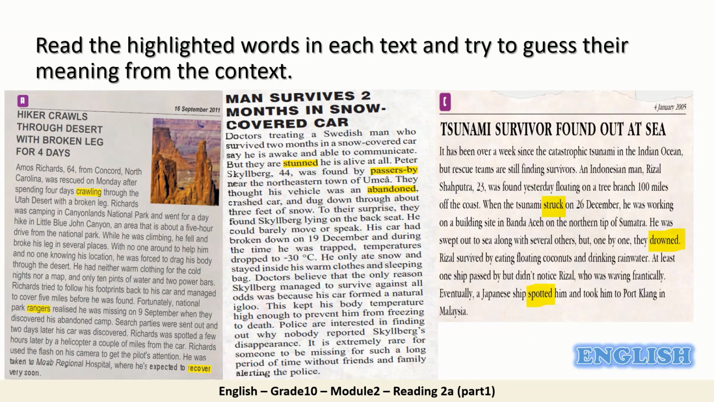Before we go deep in comprehension, we need to understand the meaning of some vocabulary items. So read the highlighted words in each text and try to guess their meaning from the context. As you can see, in each text you have some vocabulary items that are highlighted. In text A you have the words crawling, rangers, and recover. In text B you have the words stunned, passers-by, and abandoned. And in text C you have the words struck, drowned, and spotted.